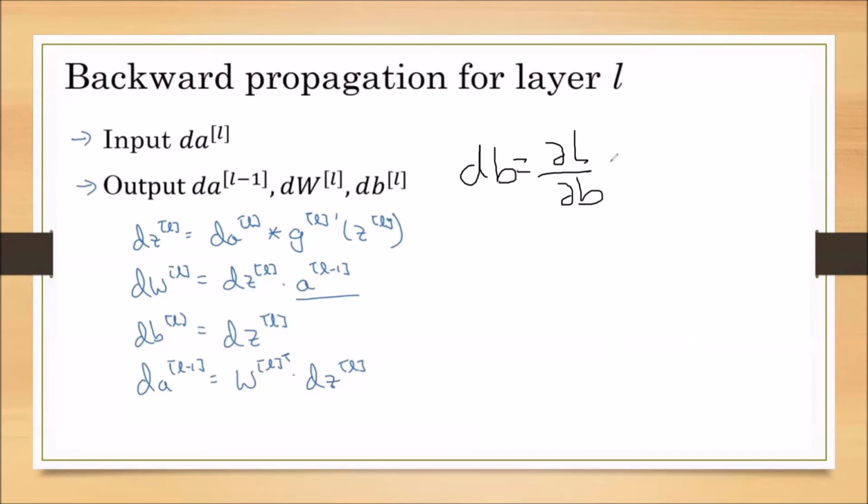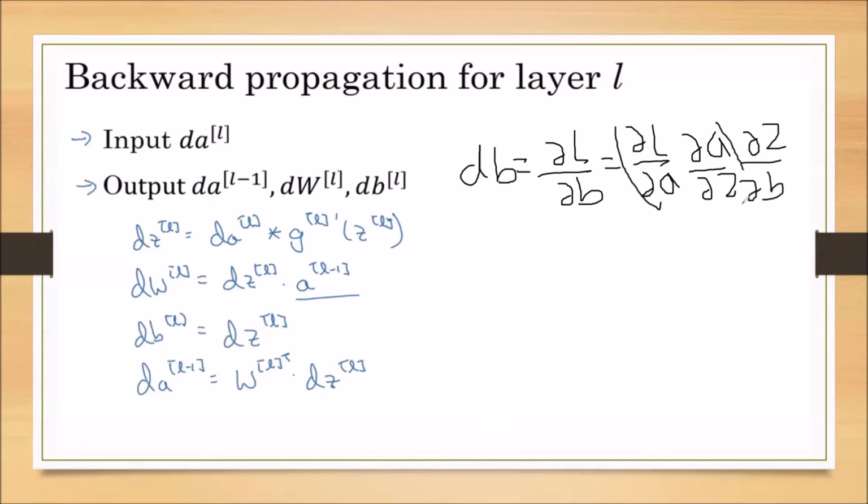So ∂L/∂B is equal to ∂L/∂A, and we can write this as ∂A/∂Z and ∂Z/∂B. Already we discussed ∂L/∂A into ∂A/∂Z, which we can write as dZ. So this is dZ into ∂Z/∂B. What is this ∂Z/∂B?